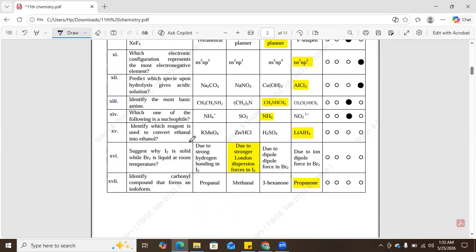Identify which reagent is used to convert ethanal into ethanol. This one, lithium aluminum hydride. D is the right option. Suggest why I2 is solid while Br2 is liquid at room temperature: due to stronger London dispersion forces in I2. So B is the right answer. Identify the carbonyl compound that forms an iodoform: propanone. D is the right answer.